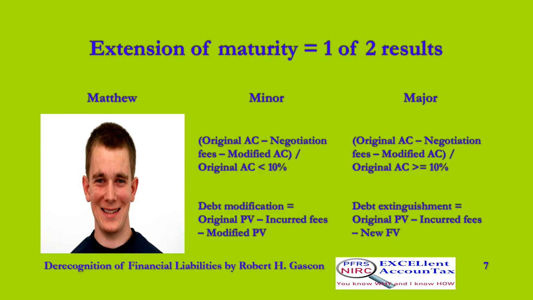Because that extension is deemed as major, the debt extinguishment gain, or loss, recognized in profit or loss, equals the amortized cost, immediately before that extension, minus the incurred fees upon that extension, including the negotiation fees, and minus the fair value upon that extension.